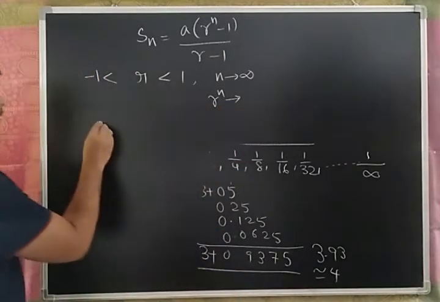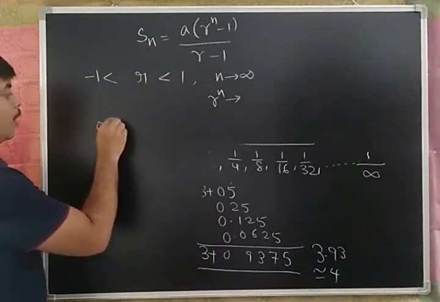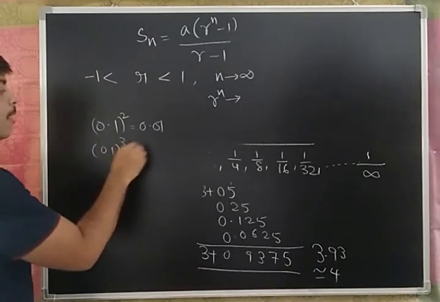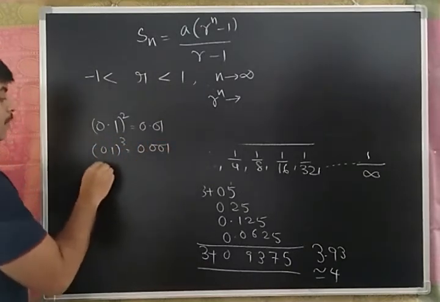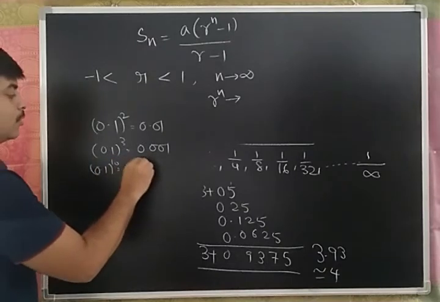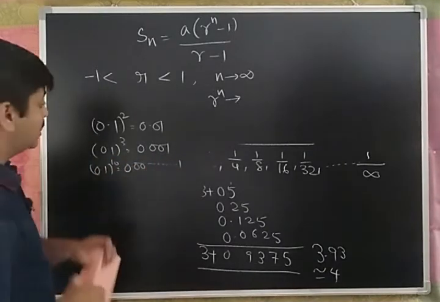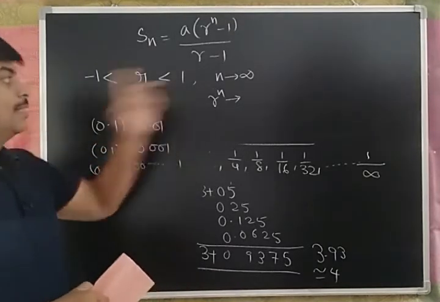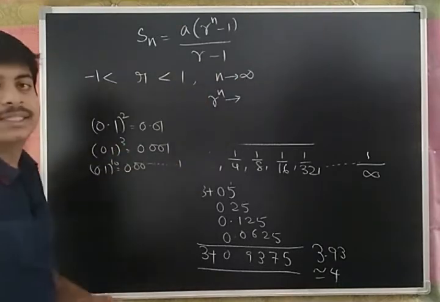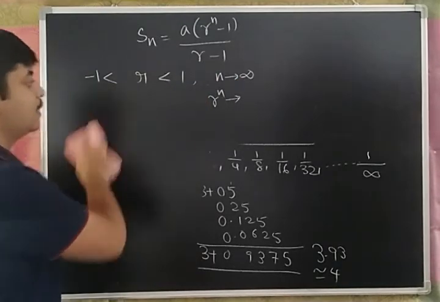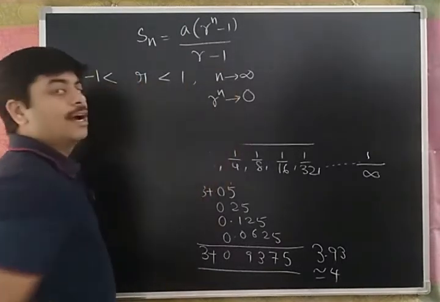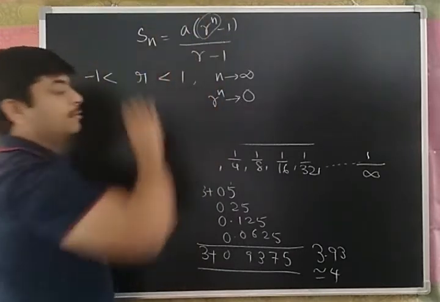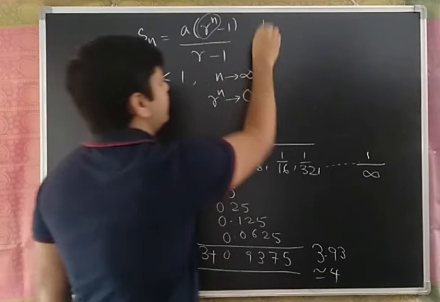So you can think like this. What is 0.1? 0.1 whole square is 0.01. 0.1 whole cube, 0.001. 0.1 whole power 10, 0.000000, then 1. So as you increase this power, this value almost tends to 0. The same thing. As the power is going to infinity, we say that r power n tends to 0. So if r power n is tending to 0, this value becomes 0. Yes or no?